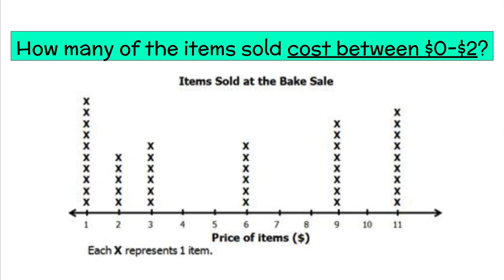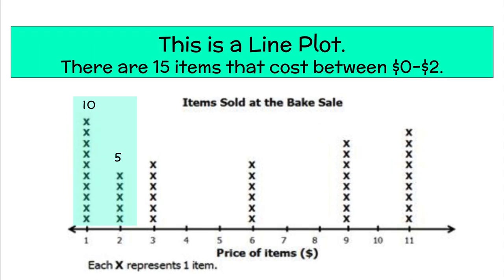This is an example of a line plot, and to read this, I want you to answer the question, how many of the items sold on this line plot cost between $0 and $2? So hopefully you were able to pause and count. On this line plot, there are 15 items that cost between $0 and $2. We read this by looking at the horizontal axis down here, where it's labeling the price of items, and it tells us that each X represents 1 item.